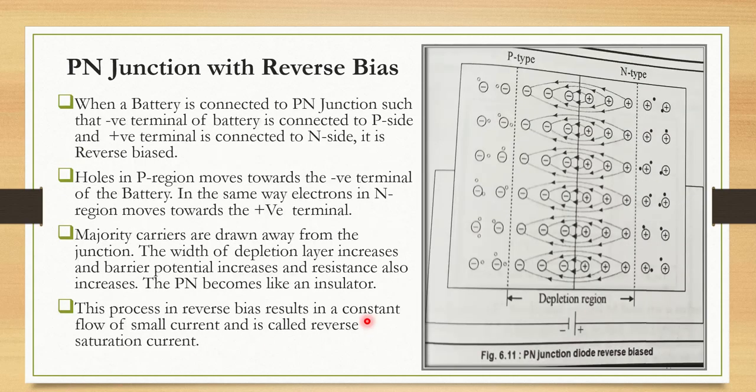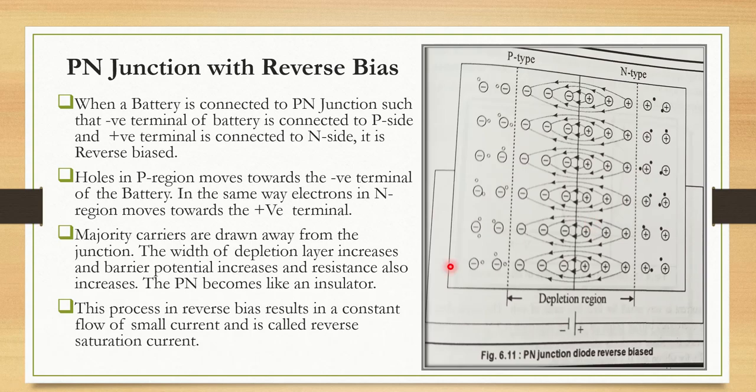Now it's the reverse bias. Reverse means what happens in this? Just like forward, but instead of the P type, the positive terminal goes to the N type, and the negative terminal goes to the P type. When a battery is connected to the PN junction such that the negative terminal of the battery is connected to the P side and the positive terminal is connected to the N side, it is reverse biased. Okay, reverse biased PN junction.